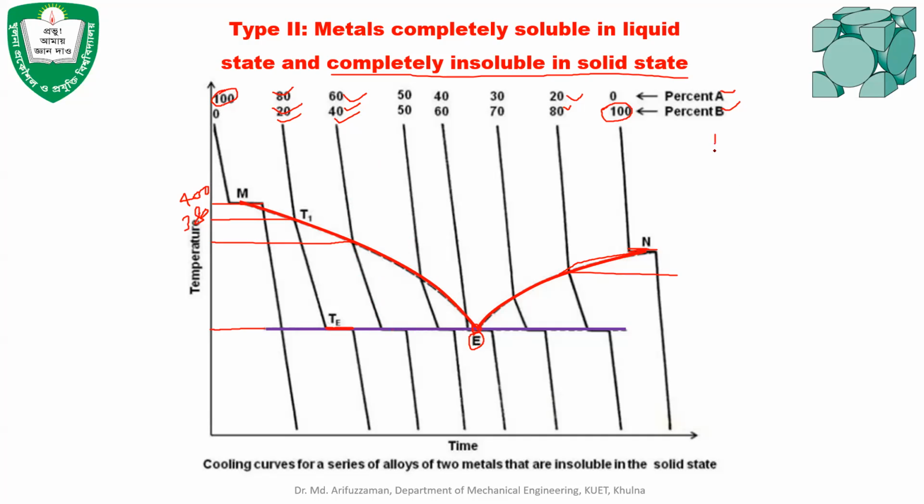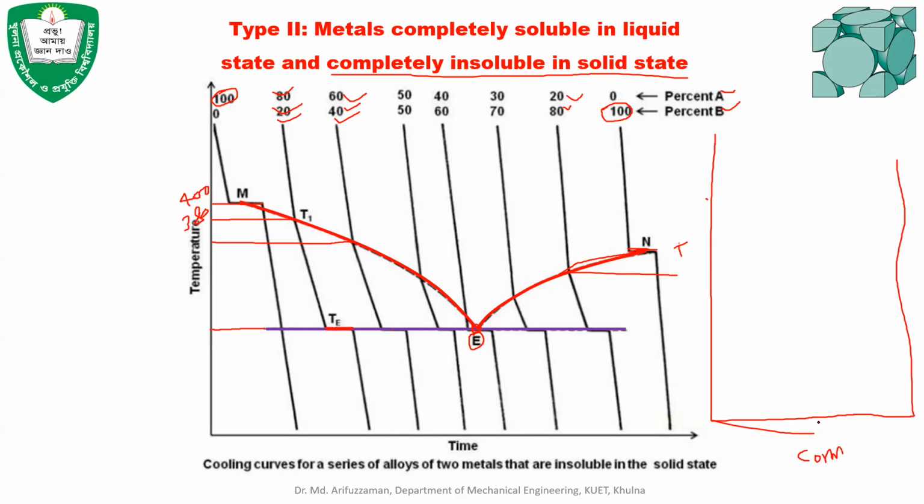How to construct that? In the case of the type 2 diagram, we know the composition is on one axis, the coordinate system has temperature, and let's say this is 100% B and this is 100% A. In this case, temperature versus composition.